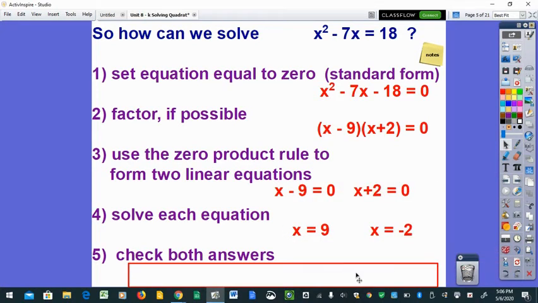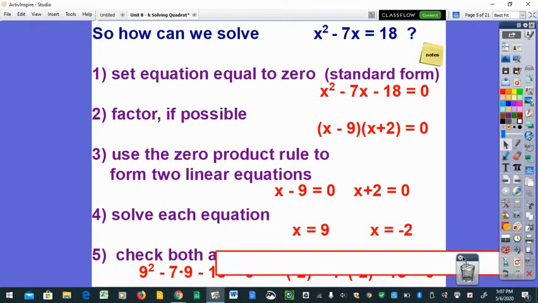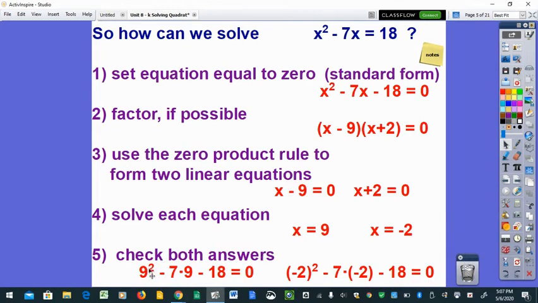And I already talked to you about checking. But here, we're going to check back in this original. So we're going to take the 9 and square it. Minus 7 times 9 and make sure it equals 18. And we're going to do the negative 2 squared. Don't forget to catch it in the parentheses. Minus 7 times negative 2, does that equal 18? And here is the math. And you would see that 81 minus the 63 minus the 18 will give you the 0, and the same thing over here.